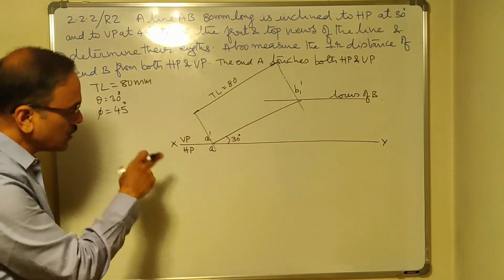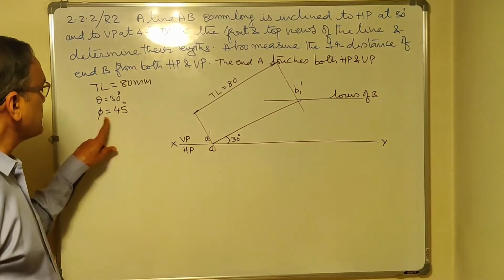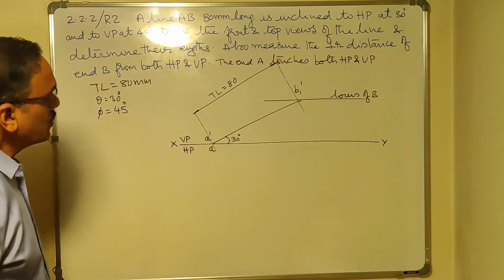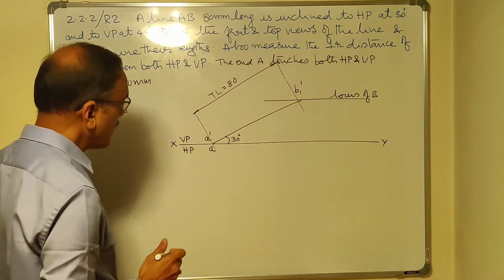Similarly, I can also draw the true length in the top view. This time the angle is 45. Phi is 45 degrees. So once again I draw a line equal to 80 mm length, but this time the angle will be 45.